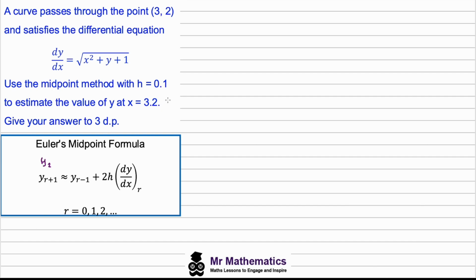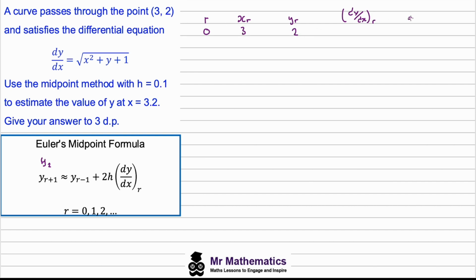Okay, so the first thing we need to do is create our table. We have our iteration r, the value of x at that iteration, the value of y, and the gradient, dy by dx, at that iteration. We know originally, when r is 0, we've got x equals 3 and y equals 2.